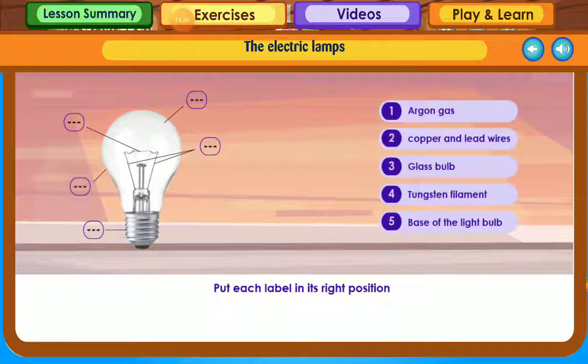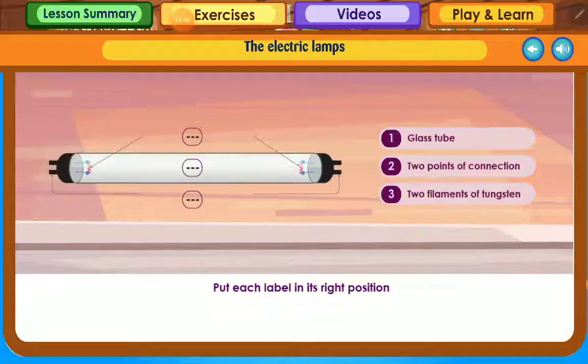Put each label in its right position. Copper and lead wire, argon gas, glass bulb, tungsten filament, base of light bulb. Put each label in its right position. Glass tube, 2 points of connection, glass tube, 2 filaments of tungsten.